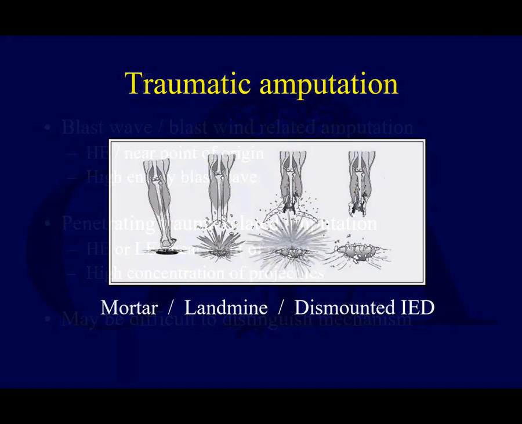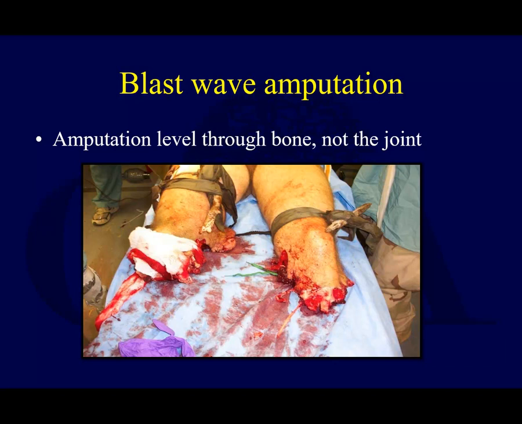So unfortunately, landmines are a very common source of traumatic amputation around the world, and you can see examples here with the sort of blast injuries that can occur with these. And the amputation level typically is through the bone, not the joint.